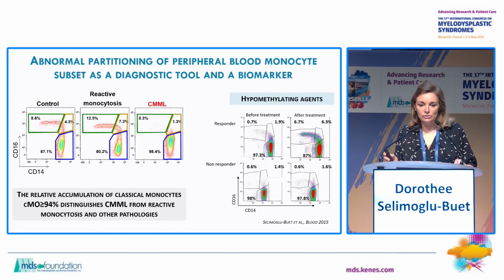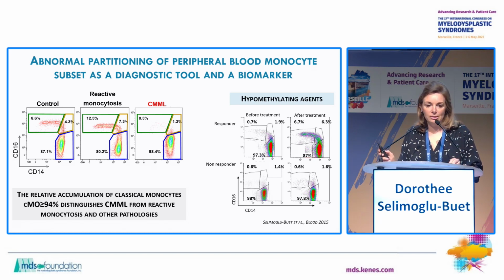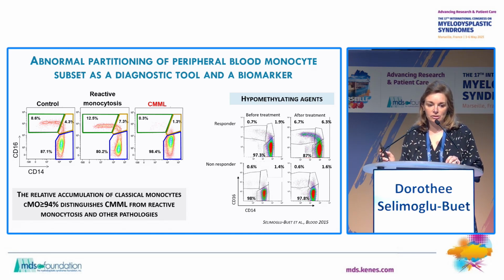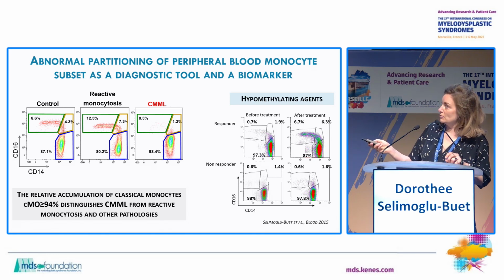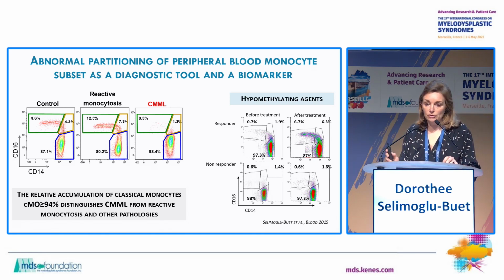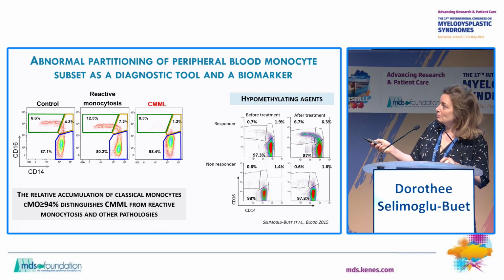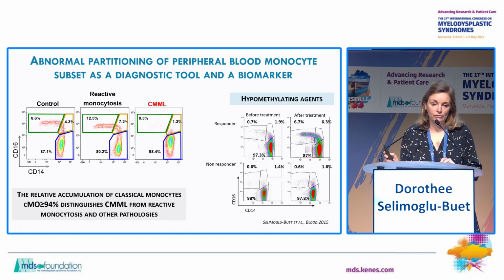So first, with the monocyte, it is now well established in the literature that thanks to flow cytometry, it is possible to separate 3 monocyte subsets based on the expression of CD14 and CD16, 3 subsets with different functionality in the organism. The classical monocyte, the intermediate monocyte, and the non-classical monocyte.